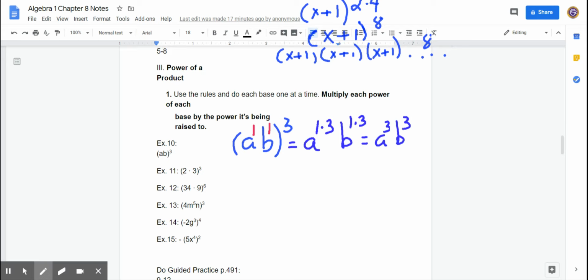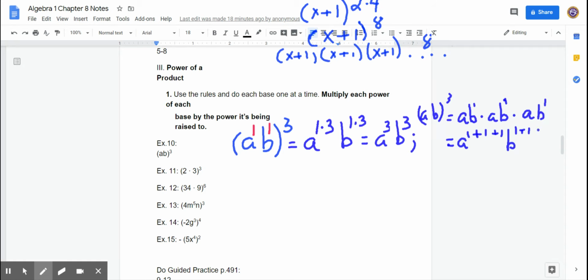Just remember, what does that mean, AB cubed? If you have AB cubed, that means AB times AB times AB. Well, if you add up all the A's, you have 1, 2, 3. If you add the B exponents, same thing, right? These are all 1s. 1 plus 1 plus 1. What do we get? A cubed, B cubed.